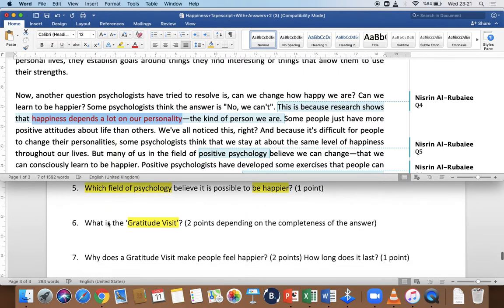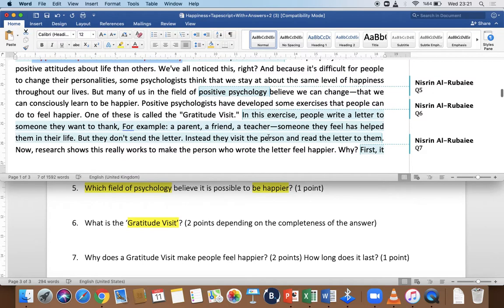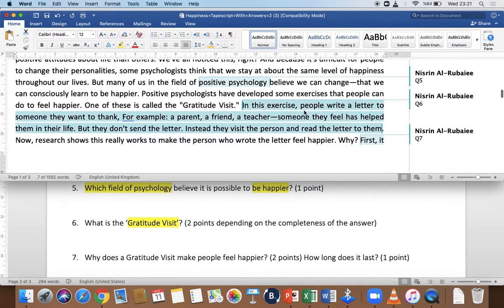And next question, what is the gratitude visit? As I said, you should explain, you should give details as much as possible. So, by gratitude visit, we mean people write a letter, okay, to someone they want to thank. They want to say thank you. And they don't send the letter. They visit the person and read the letter to them. Okay, these are the details about gratitude visit.